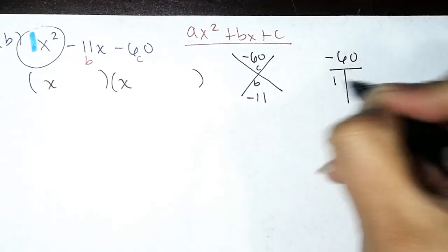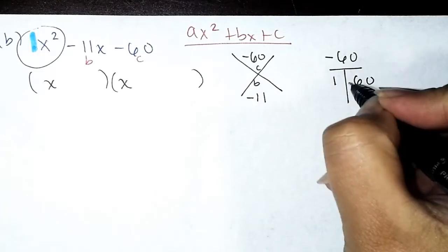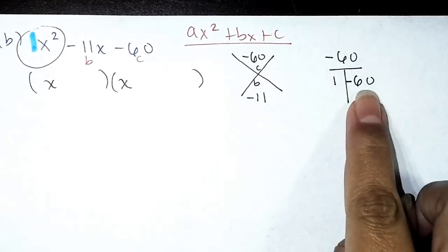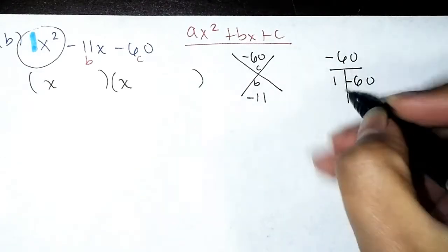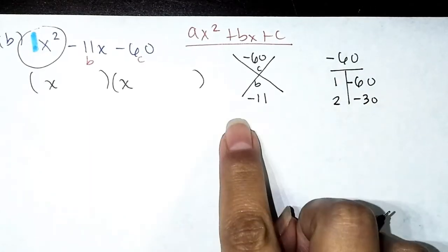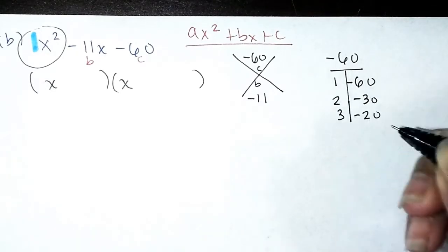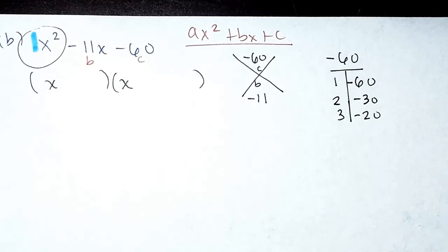So we have 1 times 60 is 60. One of them should be negative. The larger factor should be negative. This sum is nowhere near negative 11. 2 is a factor, 2 and 30, but the sum is not negative 11. 3 is a factor, it'll be 3 and 20. 4, I'm not quite sure. Someone punch it in for me.